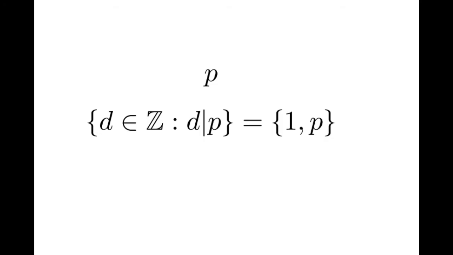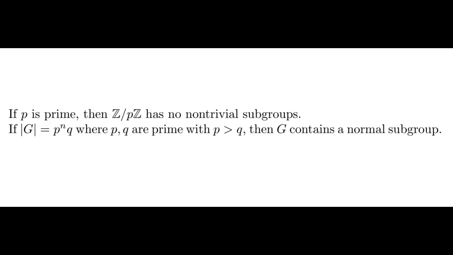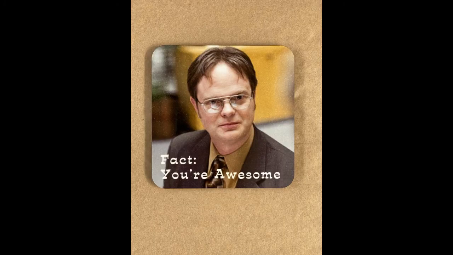So now let's talk about prime numbers. Prime numbers are strictly numbers that have the positive divisors 1 and themselves. So 5 has divisors 1 and 5, 13 has divisors 1 and 13, and 1 is not a prime number. Prime numbers are somewhat important because some of the later theorems we'll talk about rely on the assumptions that the order of a group, ring, or field is prime.